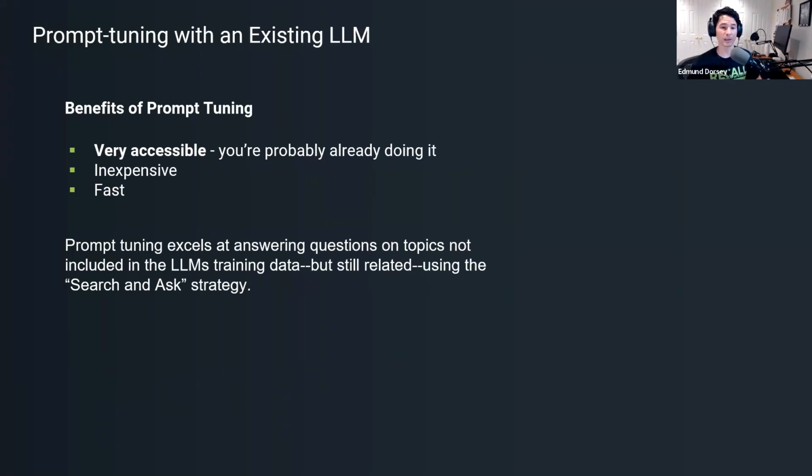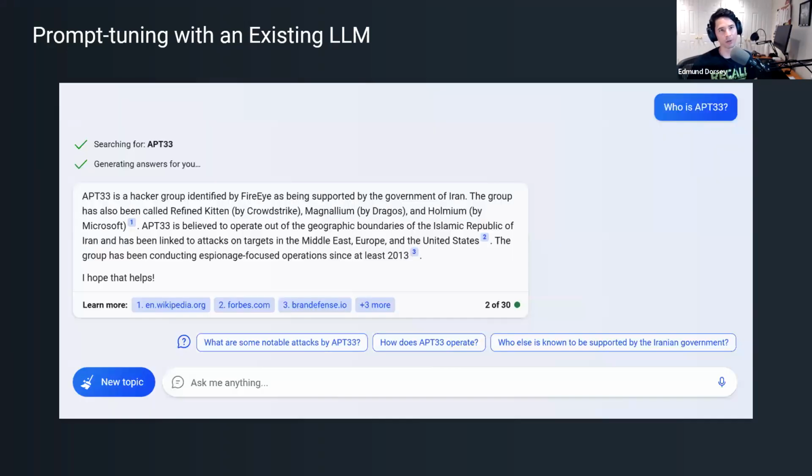And Chris is actually going to be diving in a lot here and showing you examples of this prompt tuning and how you can get the LLMs to do things that are useful for your day-to-day work. One really cool example of this, where all you're doing is prompt tuning, is this search and ask strategy. And this is actually what Microsoft Bing does.